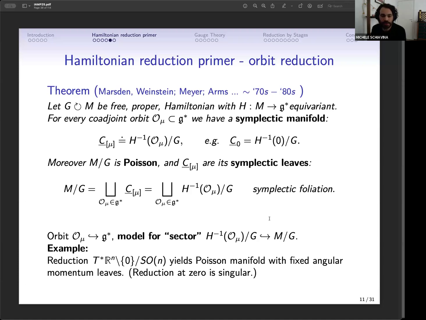So for example, if you take the cotangent bundle of Rn, you remove the zero for regularity purposes and quotient out by the action of SON, well, you will have some stabilizers, but this can be resolved. This will give you a Poisson manifold that is foliated by leaves with fixed angular momentum. So this is going to be essentially what happens in field theory, but with a twist.